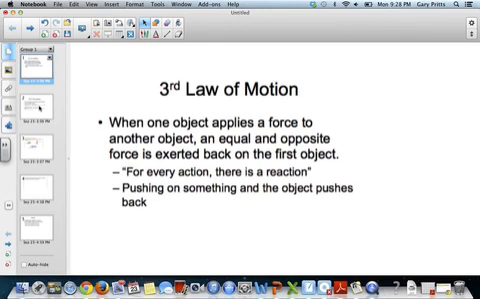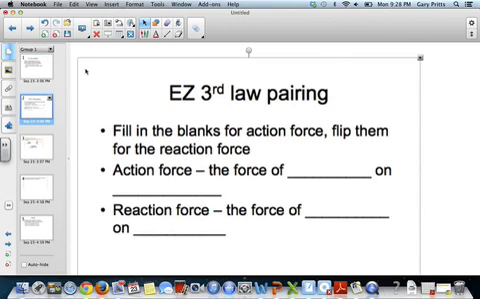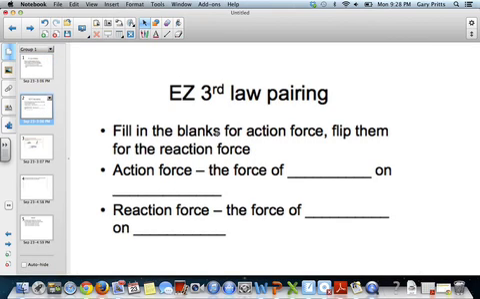And in order to make sure that we're clear on exactly how this works, here's a little phrase we can use. So if you want to find Newton's third law force pairs, always think of your action force as the force of some object on another object. So we'll have a couple examples in a second. Your reaction force is the force of second object on first object, right? So you're just going to flip the objects. And let's look at a couple examples and see what we can do with this.